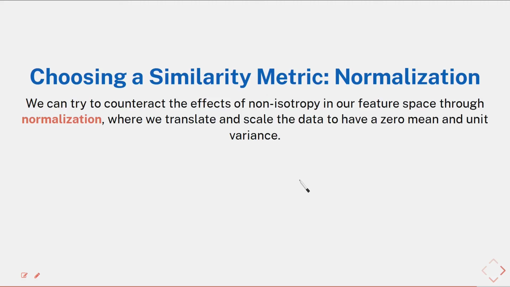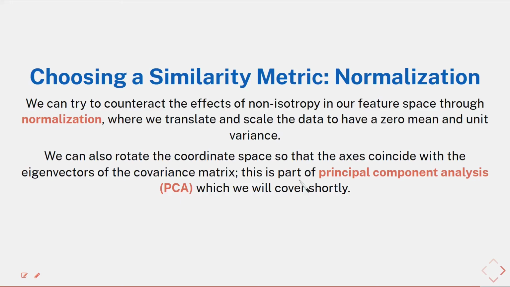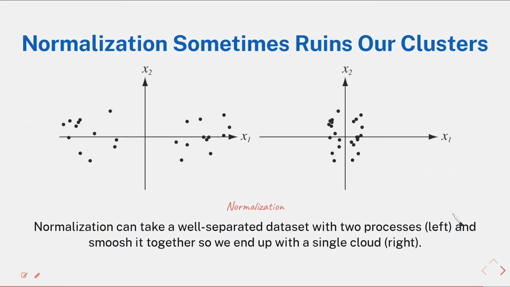You can try to counteract this through normalization, where you translate and scale the data to have zero mean and unit variance. And you can also rotate the coordinate space so that the axes coincide with the eigenvectors of the covariance matrix. And this is a part of principal component analysis, which we're going to cover in a little bit. But normalization obviously has its own problems. So you can sometimes normalize in such a way that you end up reducing the amount of separation between your two clusters. We'll talk about this more in subsequent lectures, this idea of normalization and looking for areas of maximum variance to project your data onto, but it's something to be aware of when you're evaluating your clusters.